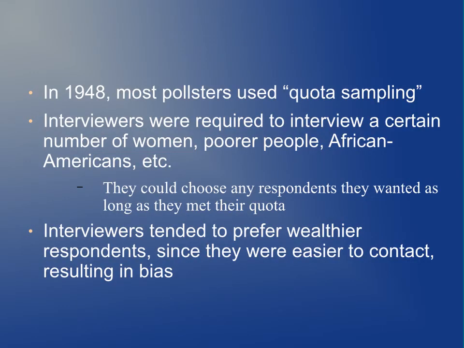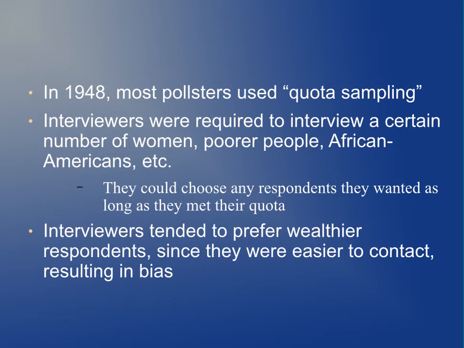There are various reasons why the polls were so horrendously wrong in that particular election, but one of the big reasons was that in 1948, when this occurred, most pollsters used what was called quota sampling, which was a primitive form of the idea I just described earlier. It said you need to have a certain number of women in your sample, a certain number of poor people, a certain number of African Americans, etc., etc. But as long as they met their quota, they could interview anyone they wanted.